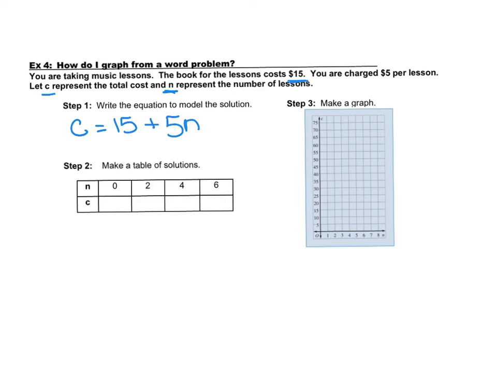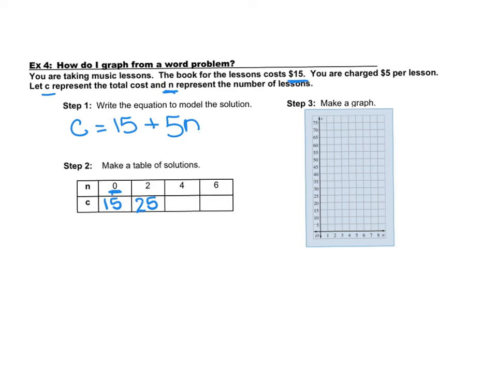So when we're making our solutions, when I plug in, for example, 0, after 0 lessons, all you've done is buy your book. So that cost you $15. Now let's plug in a 2 for the N. For 2 lessons, the lessons are going to cost us $10, 5 for each of them, and then we already had paid for that book. So now we have paid $25.